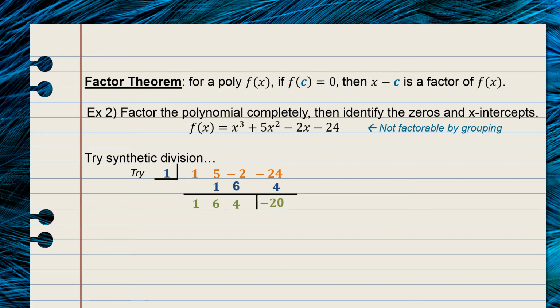And then we look at our result. Did we get a remainder of 0? No, which tells us that x minus 1 is not a factor of the polynomial. So it just means it's not a factor, so we need to try another value. Instead of 1, let's try 2.